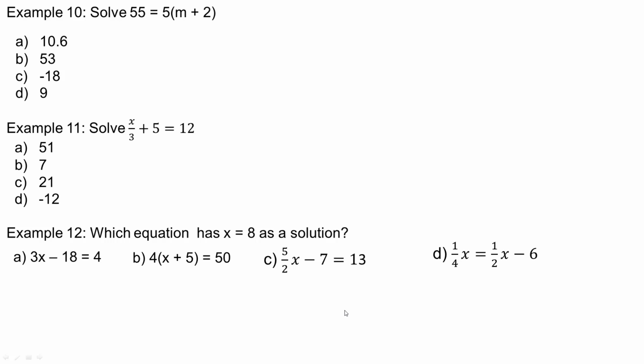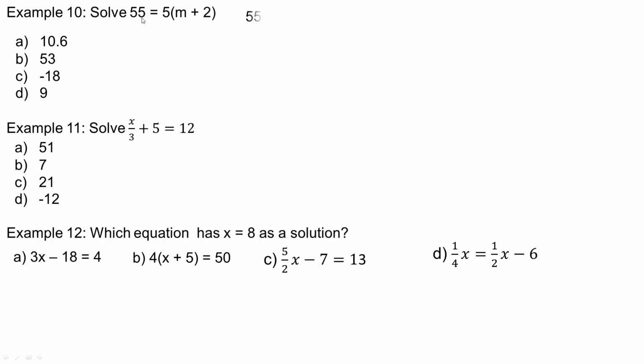And on this last page, I'm going to take a look at a couple of examples similar to the equation part of the math proficiency test. The first one here says solve, and some of them are just straight solve. This one is a bit of a different twist, because instead it's saying which of these has 8 as the solution. So I'll show you how to handle those as well. So solve 55 equals 5 times (m plus 2).